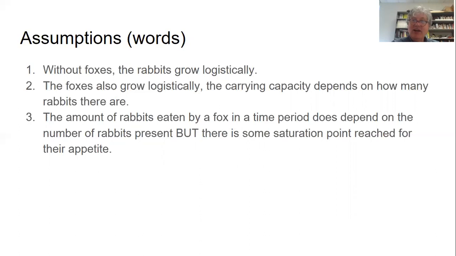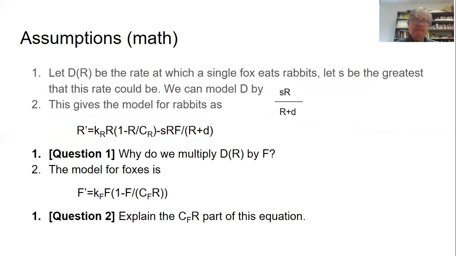And that's not how appetite works, right? So at some point, the fox is going to have enough food for the day and it's not going to go out and hunt anymore. Okay, so we want the number of rabbits eaten to depend upon the population of the rabbits, but we want some saturation point to be reached, which it doesn't go beyond. Okay, let's turn that into formulas now.